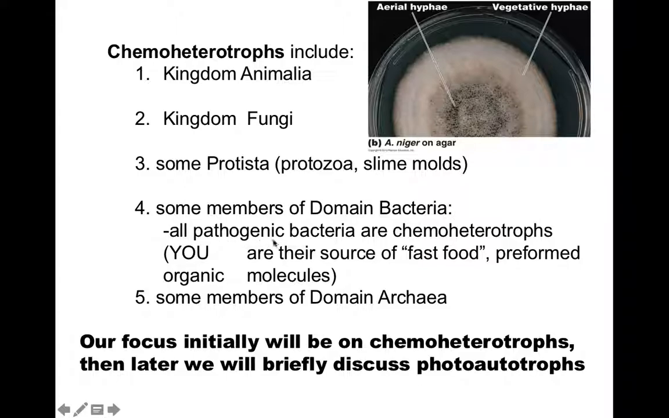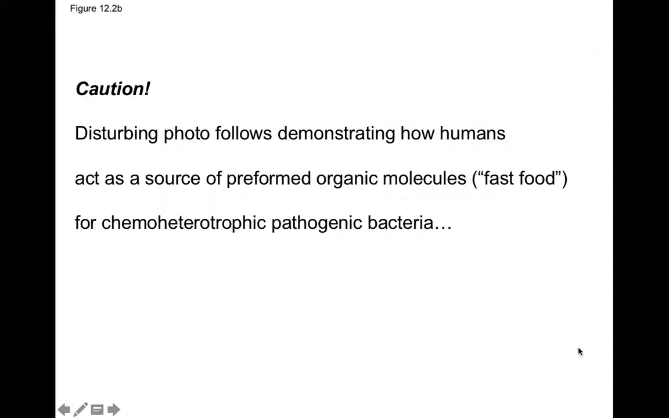And remember, folks, all pathogenic bacteria, and I should have said all bacteria that invade other organisms and cause harm, are all chemoheterotrophs. The reason is they need preformed organic molecules. You and those other organisms are wonderful preformed organic molecules, so we're just fast food for them, that's all. And then some members of domain Archaea are also chemoheterotrophs. And again, folks, most of our lecture time will be spent discussing chemoheterotrophs.